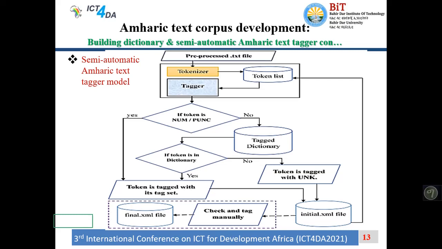if the token is not a number or punctuation mark, it goes to the tagged dictionary. Hence, again, the tagger starts taking a token. If a token is in the dictionary, then the token is tagged with its tag set automatically; otherwise the token is tagged with the UNK value, and the result is saved to an initial XML file. After that, the manual checking and tagging process is started.